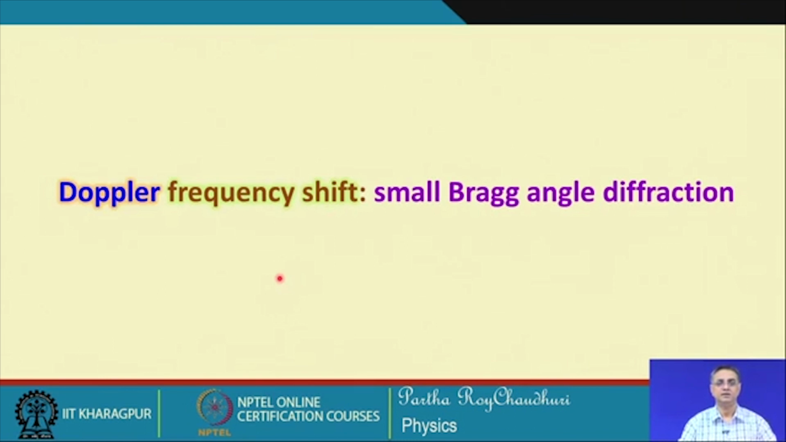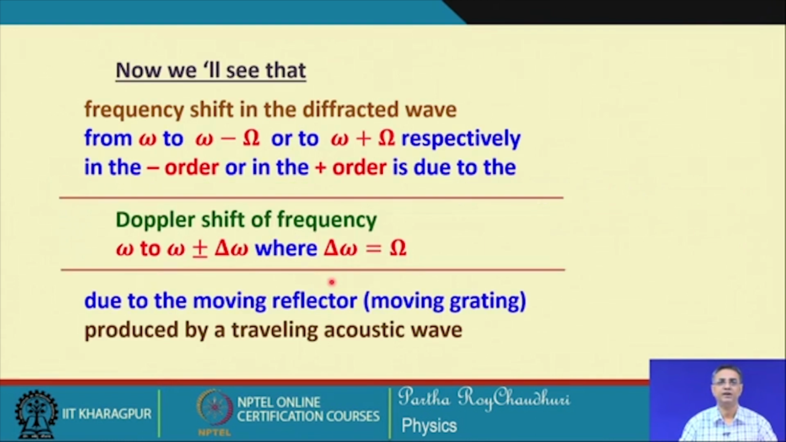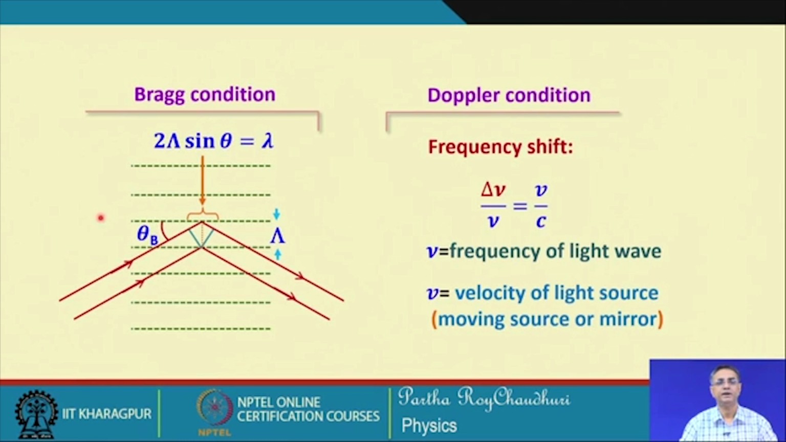Then there is another very interesting part associated with this Bragg angle diffraction. You can see that the frequency of the diffracted wave undergoes a change by an amount that is equal to the acoustic frequency, minus omega or plus omega for minus order and plus order. This is very clear and very distinct, and the Doppler shift we will see that this delta omega is exactly equal to this capital omega, and it will be treated as a moving reflector.